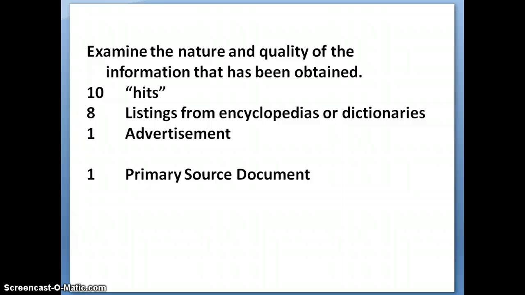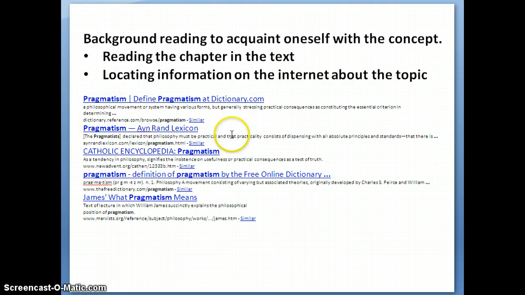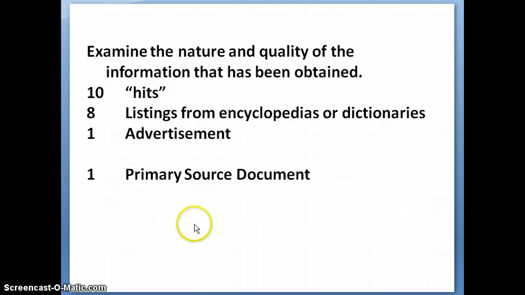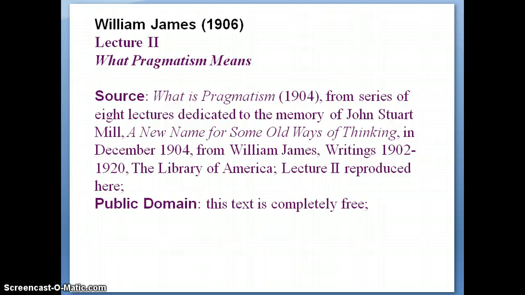I had one advertisement, because I remember I told you I found this thing called the Ayn Rand Lexicon. That was an advertisement to get you to subscribe to something. And finally, I found one primary source document. And here it is right here. The 10th hit was What Pragmatism Means by William James. And here's what it looked like right here. William James, 1906, lecture on what pragmatism means. Okay, and then some information that's provided about it.